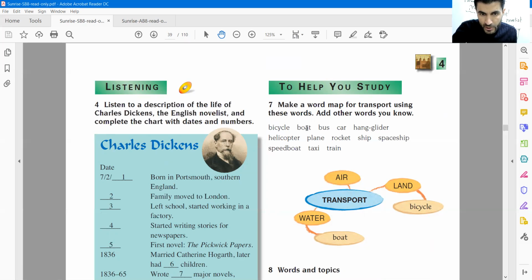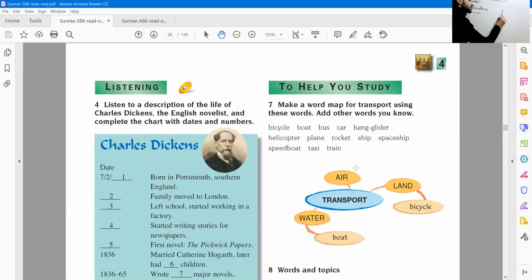So what about boat? Boat is a type of transport for what? Yeah, for water, because it moves on water. Okay, what about bus? Is it air, or water, or land? Yeah, it's land. Okay, hang glider is something like a big kite. It flies in the air. So hang glider is for the air. Okay, so now you're moving to do this one.